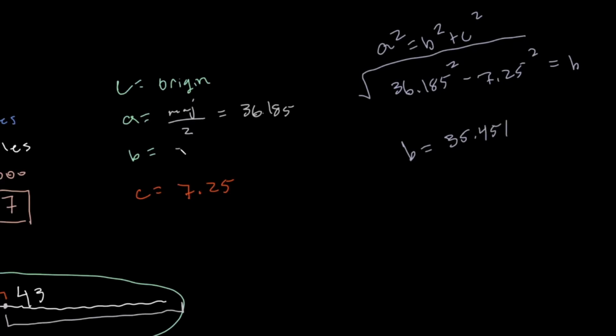Why would I be worried if I got a B larger than A? Because A has to be the largest. So that's one thing you can check, yeah, you bet.